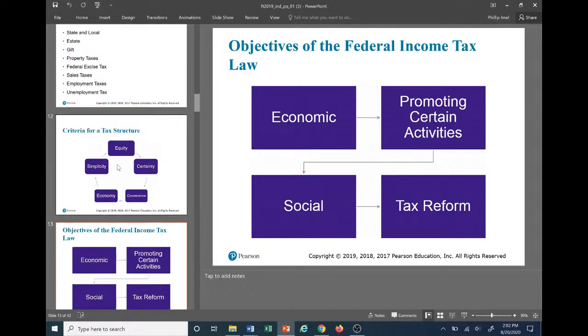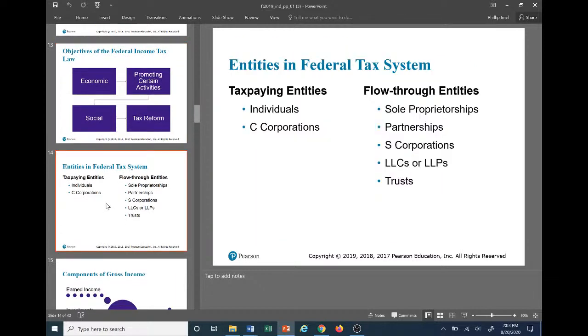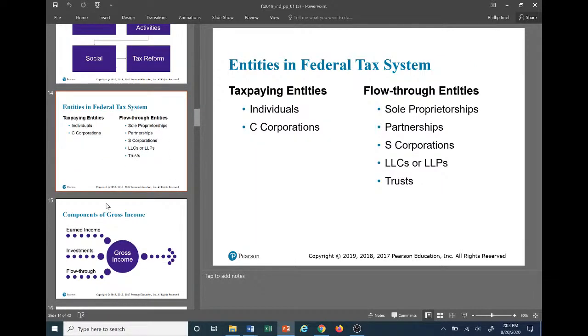Okay, so once again, on these criteria, the structure and the objectives, I'm not really too concerned about that, as far as it being imperative that you need to know it. Entities in the federal tax system. Now, this is going to be something that's very important. I definitely want to make sure that you all are aware of the different types of entities in the federal tax system. At this point within your college career in the School of Business, I'm assuming if you're in tax, then most likely you're an accounting major. So I would assume that you pretty much know what these different types of business entities are by now.